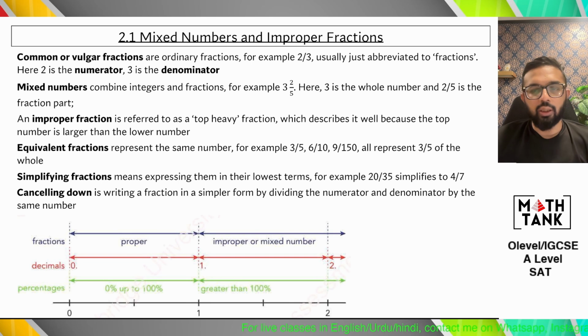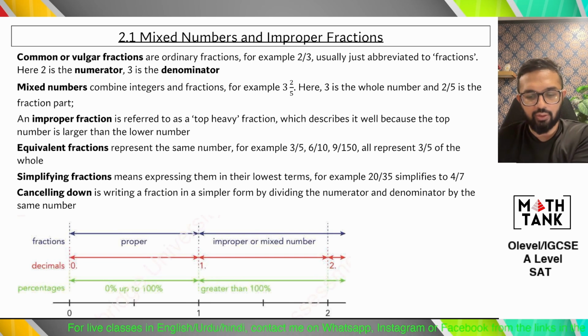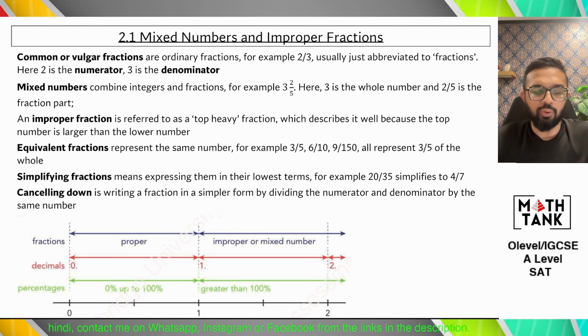Let's talk in more detail about fractions now. These are common or vulgar fractions or ordinary fractions. For example, 2 over 3, usually just abbreviated to fractions. Here 2 is the numerator and 3 is the denominator. Okay, we know that. Mixed numbers combine integers and fractions. For example, 3 and 2 over 5. Here 3 is the whole number and 2 over 5 is the fraction part. An improper fraction is referred to as a top-heavy fraction. So the numerator is greater than or equal to the denominator, which describes it well because the top number is larger than the lower number.